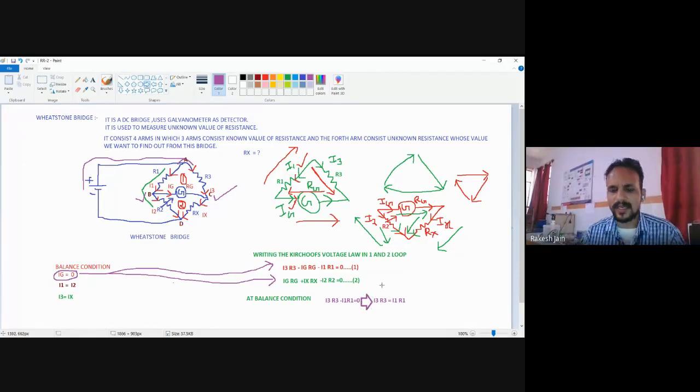So when we put Ig equal to 0 in the first equation, then I3 R3 minus 0 minus I1 R1 equal to 0. So that is I3 R3 minus I1 R1 equal to 0. So we can say I3 R3 is equal to I1 R1. When this negative I1 R1 goes to the right hand side, it becomes positive. Let this be my equation number 3.